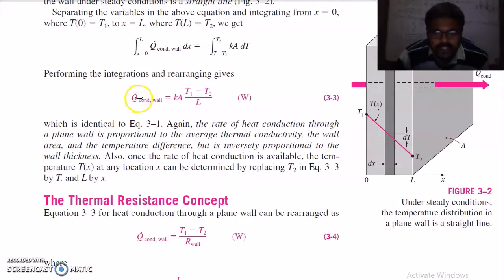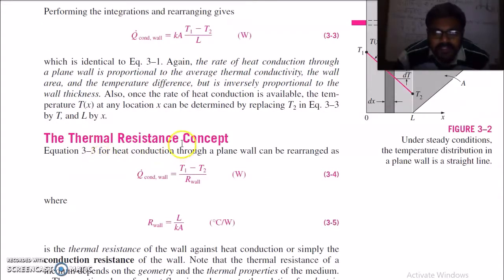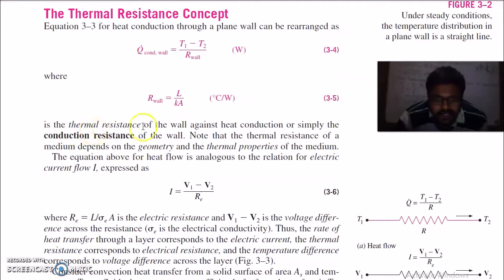So Q conduction through the wall is equal to kA (T1 minus T2) by L. So you can see here the heat transfer through the wall is proportional to the area of the wall and inversely proportional to the thickness of the wall. The thermal resistance concept. So you can consider this as the thermal resistance, where R_wall is equal to the resistance of the wall, which is L by kA. So this is the thermal resistance of the wall against heat conduction, or simply the conduction resistance of the wall.